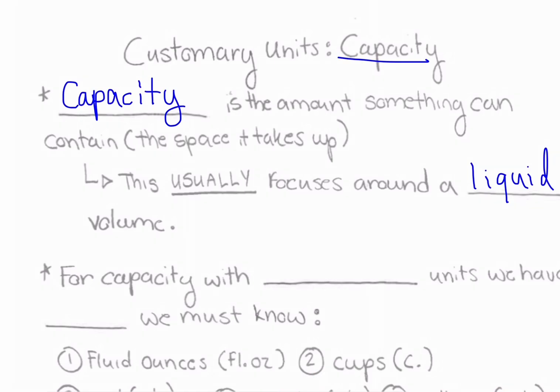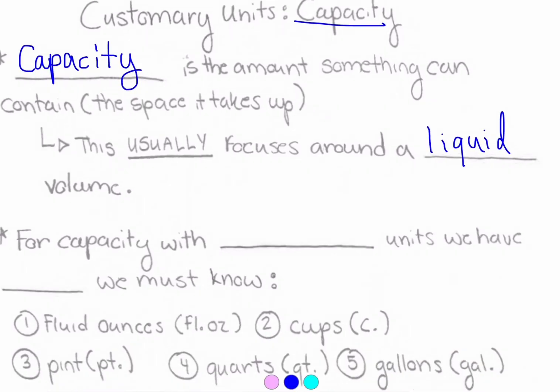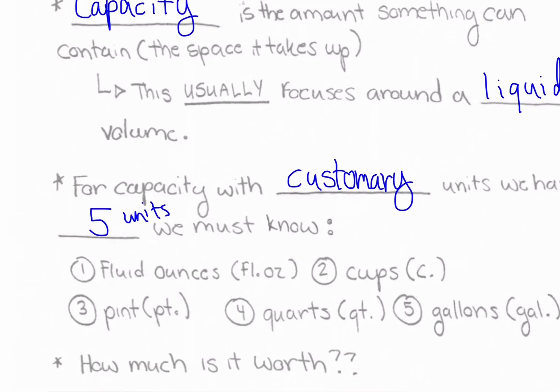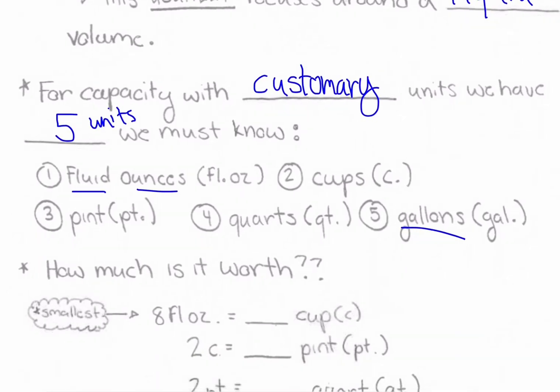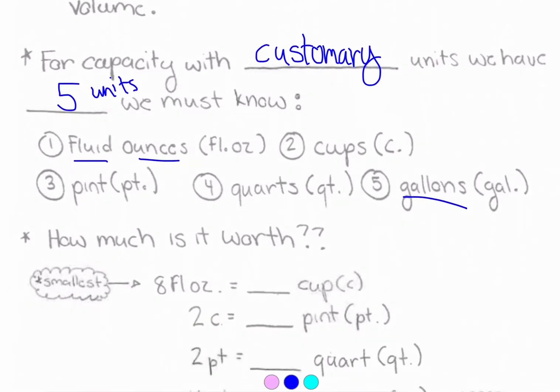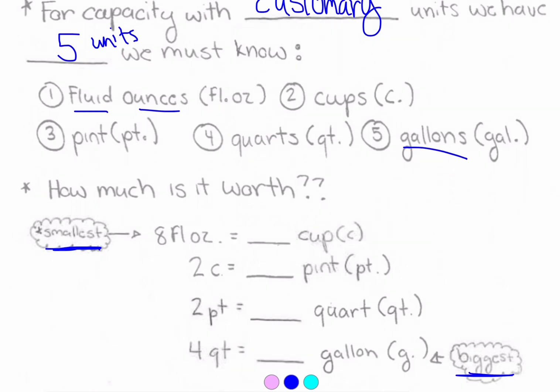So, for capacity, unfortunately, with our customary units, we have one, two, three, four, five. We have 5 units we must know. And I have them listed out here with the smallest all the way up to the largest. So our smallest is going to be our fluid ounces, like you saw yesterday, and our largest is going to be gallons. So how much is each one of these things worth? Well, I'm going to go from my smallest one and work my way up to my biggest one, and we're just going to stair step it.